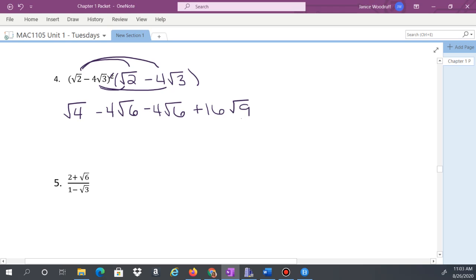So there's definitely some things we can simplify here. We have square root of 4 is 2, so that'll just become a 2. Square root of 9 is 3, so that becomes a 3. And so let's see, let's make this look nice. So 2 minus 4 radical 6 minus 4 radical 6 plus 16 times 3, which is 48. And then combine like terms. That's going to give you a negative 8 radical 6.